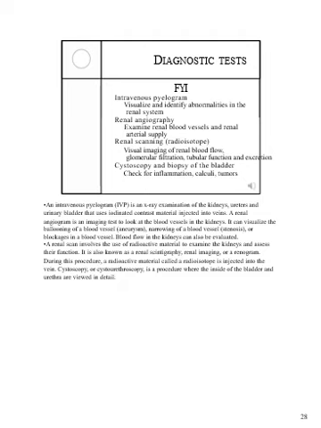A renal scan involves the use of radioactive material to examine the kidneys and assess their function. It is also known as renal scintigraphy or renal imaging or renogram. During this procedure, a radioactive material called a radioisotope is injected into the vein. Cystoscopy, or cystourethroscopy, is a procedure where the inside of the bladder and urethra are viewed in detail.